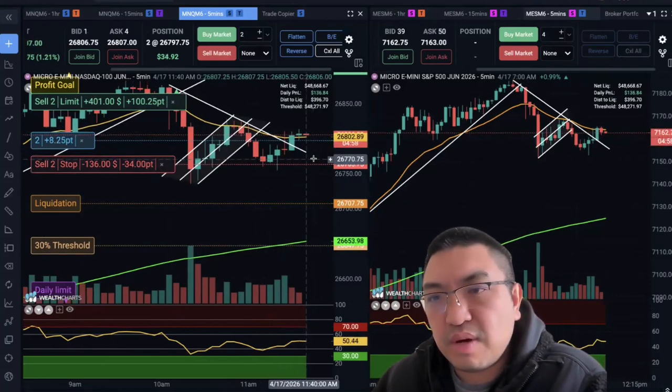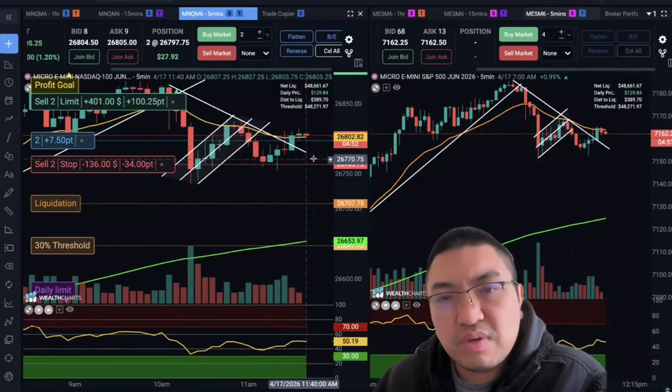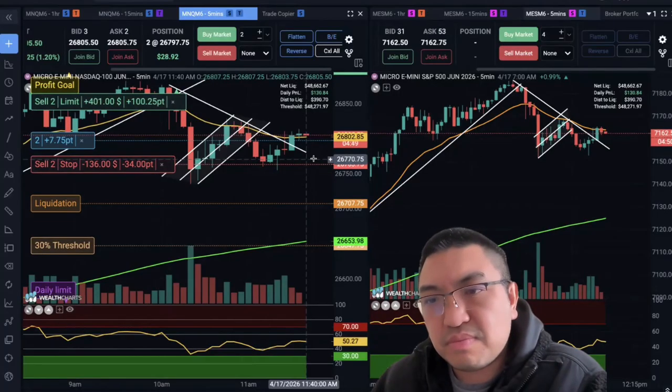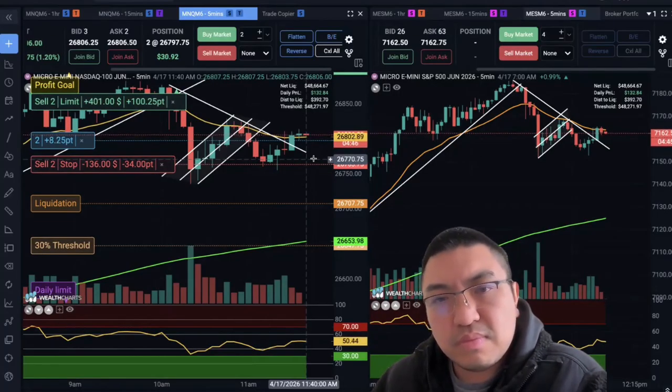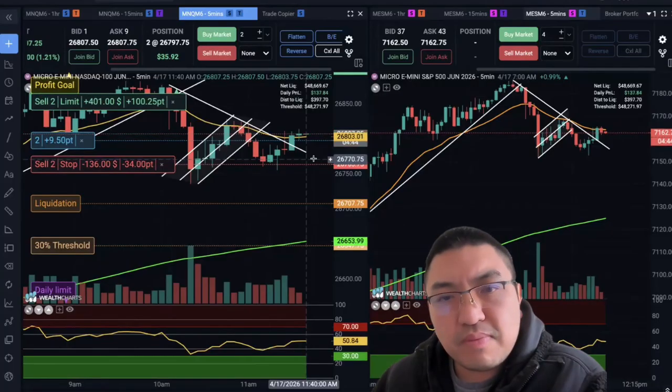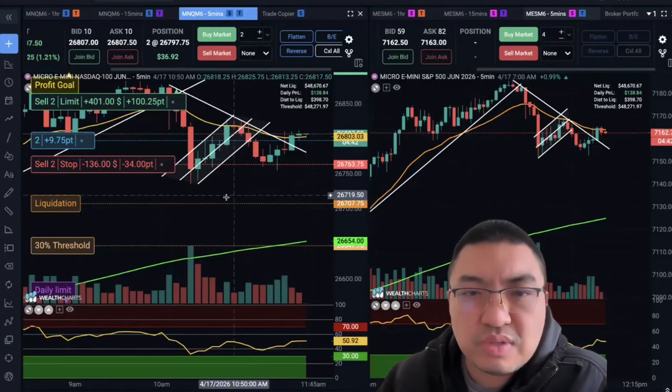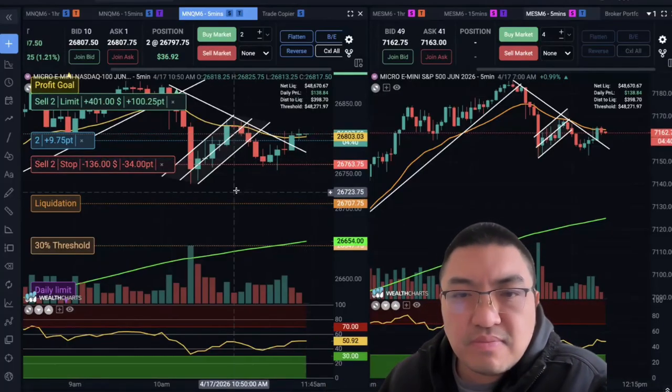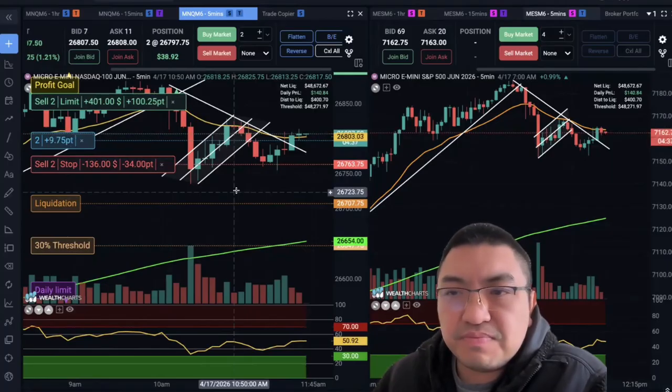See, sideways. And for ES, it's downside, getting rejected by EMA 21. So I'm not sure what will be the next step. But NQ still shows green candles. Keep going up. So I'm not sure. I'll keep holding the trade.